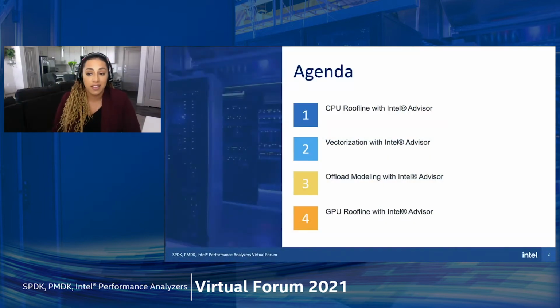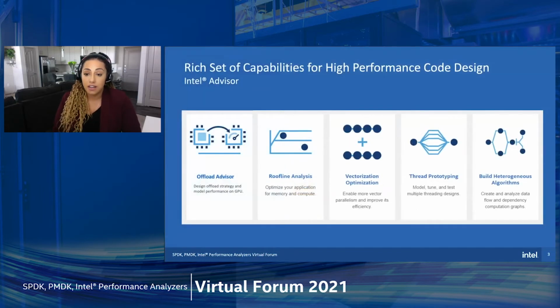So quick agenda. Today, we want to talk about a lot of the key features of Intel Advisor. We're going to start out with a little bit of optimization for CPU with the Intel Roofline feature, then get into all of the different vectorization features of Intel Advisor, then shift gears into offload modeling, and lastly, we'll go kind of full circle back to the Intel Roofline feature, but for GPU instead of CPU. A rich set of capabilities for high-performance code design.